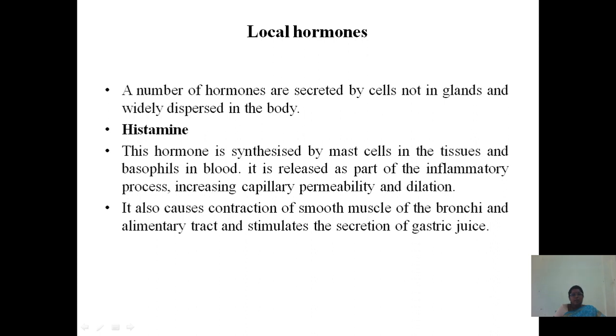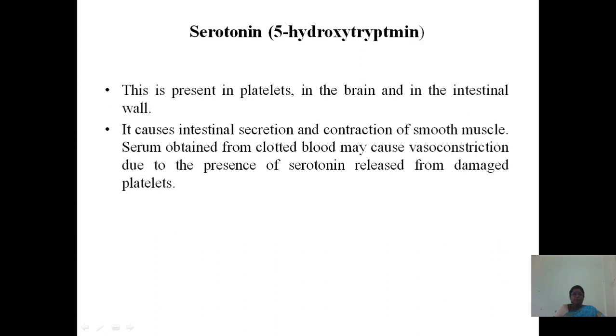Local hormones. A number of hormones are secreted by cells, not in glands, and are widely dispersed in the body. First one is histamine. This histamine hormone is synthesized by the mast cells in the tissues and basophils in blood. It is released as part of the inflammatory process, increasing the capillary permeability and dilation. This histamine also causes contraction of smooth muscle of bronchi and alimentary tract and stimulates the secretion of gastric juice.